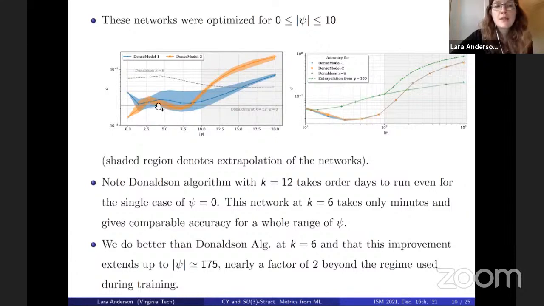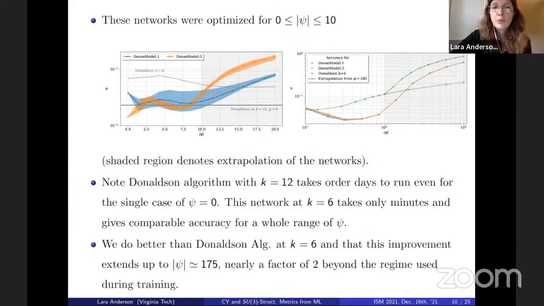And what you can see is that for a wide range of values of the complex structure, we're able to do considerably better than the Donaldson algorithm. And this extends and can be extrapolated nicely out to much higher values of complex structure. So we're actually writing down a moduli dependent metric using the neural network. The same data is shown for a wider range of complex structure on the right.